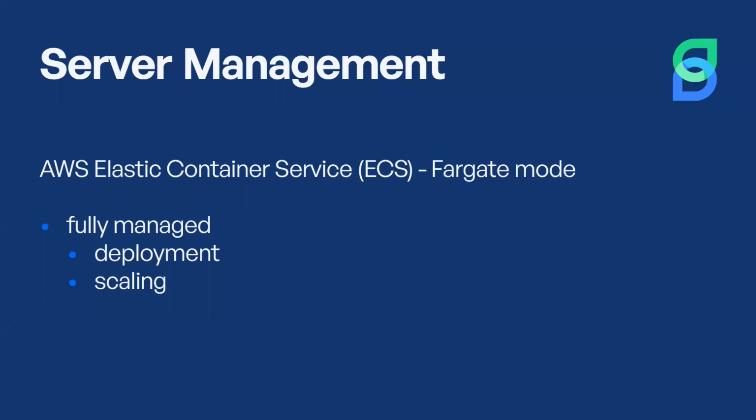ECS gives you the choice of deploying in EC2 or Fargate mode. The EC2 mode gives developers more granular control over container instances at the cost of needing to manage instance configuration and updates. Since we wanted to abstract away this management from the developer, we chose Fargate mode.